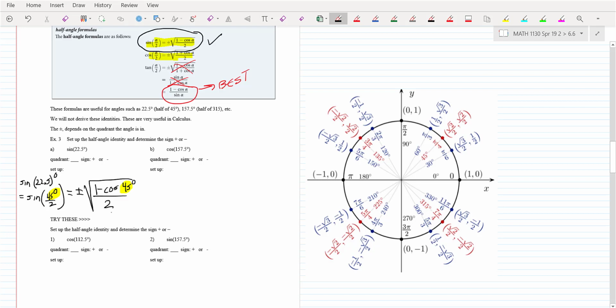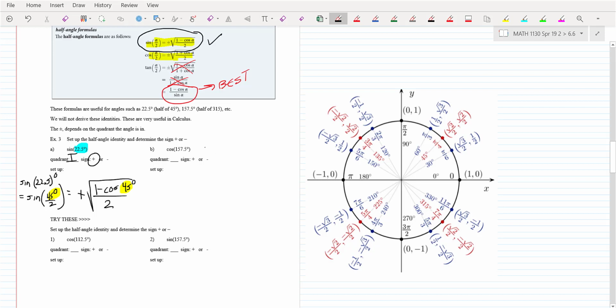That's the setup of that identity, and in a little bit we're going to crunch this out, but I just want to get you comfortable with setting up. Now, what's the deal with the plus or minus? Well, first of all, 22.5 is in quadrant 1. So what's the answer to the sine of any quadrant 1 angle? Positive or negative? Positive. So that means the answer is positive because you're in quadrant 1. Okay, so basically you would just set it up like that. So you always have to figure out what quadrant the angle's in to determine whether you have a negative or positive answer. That's the idea.